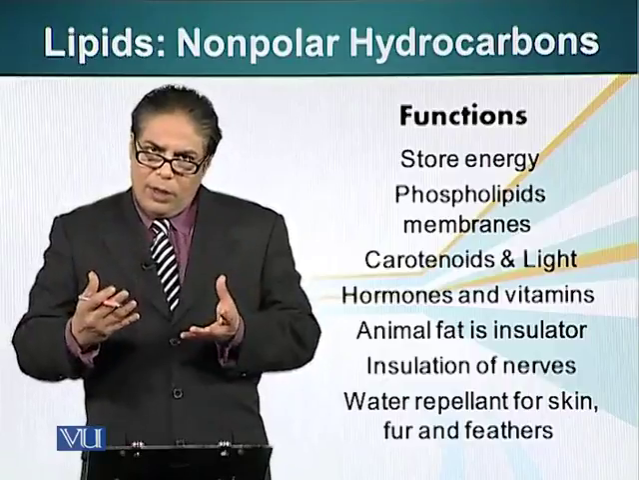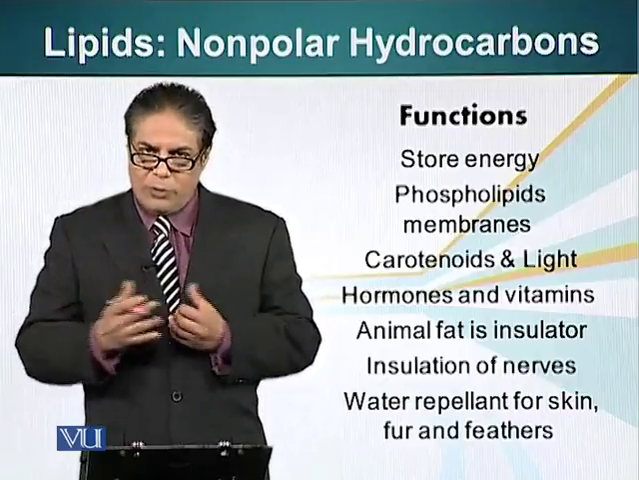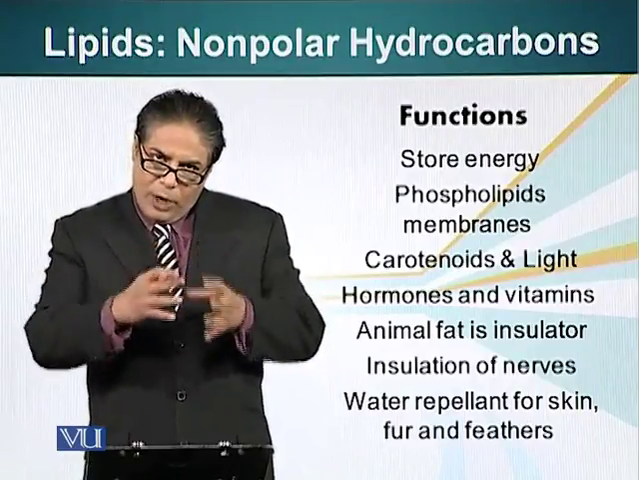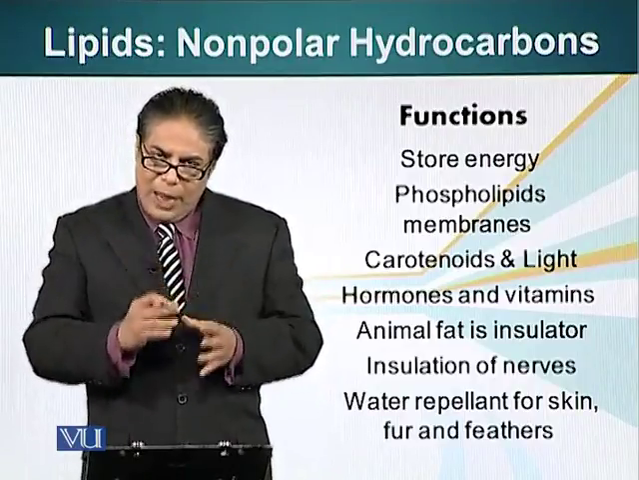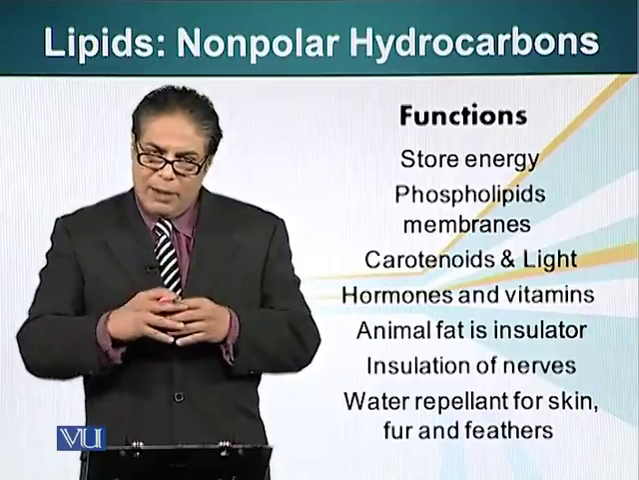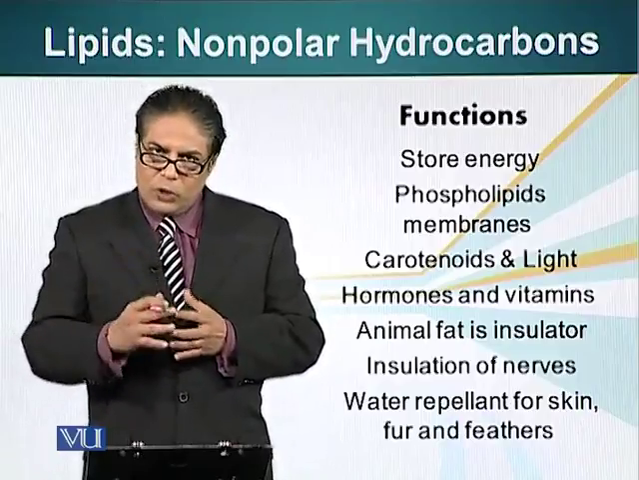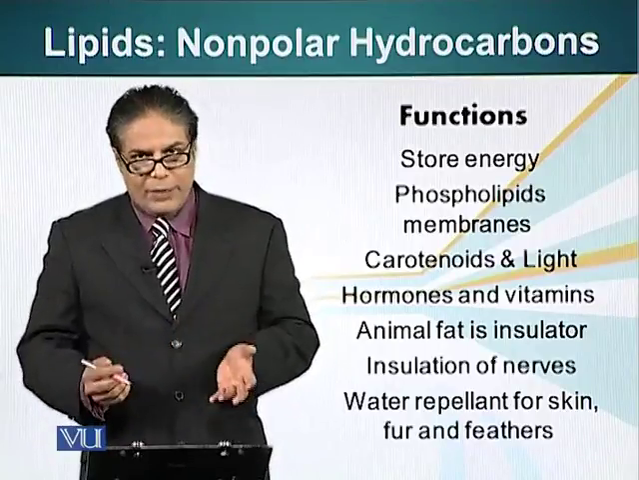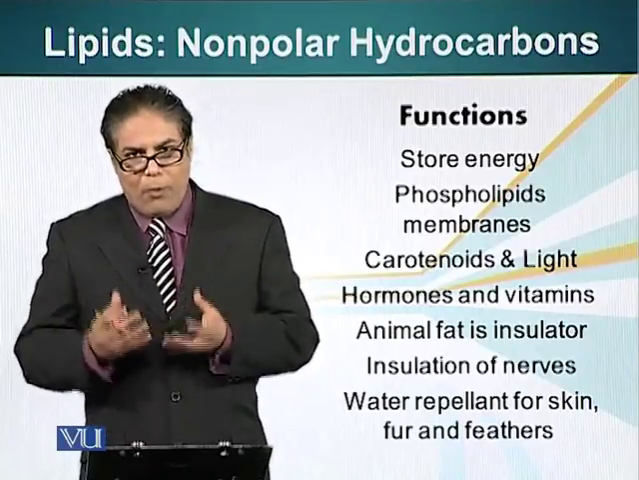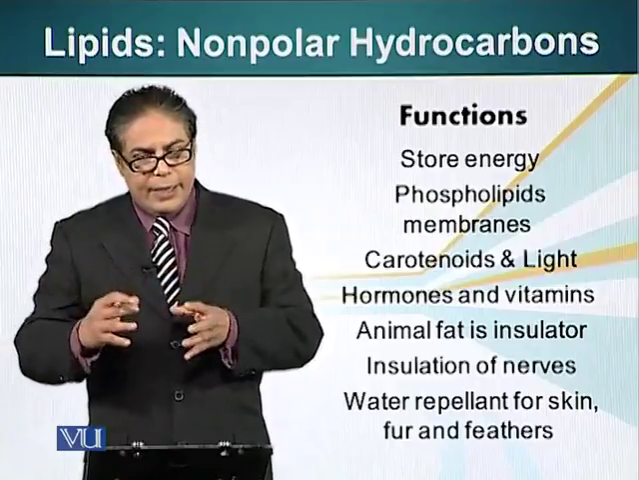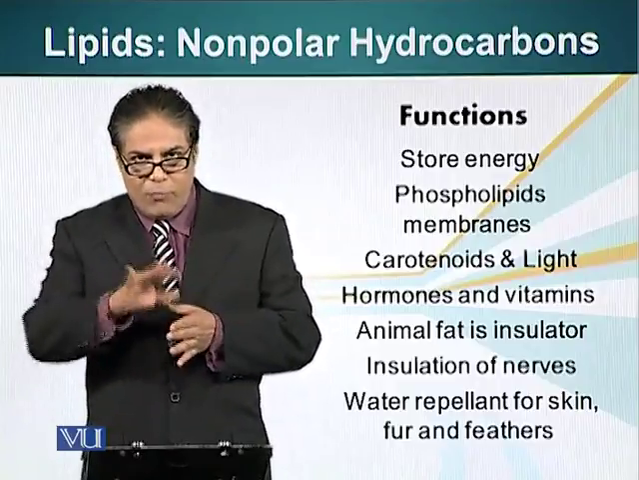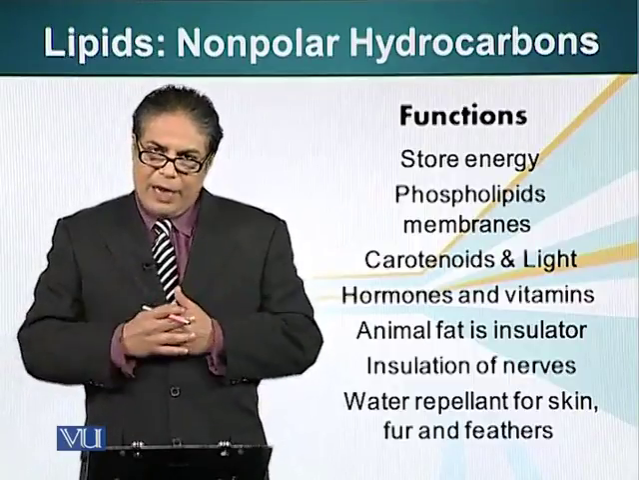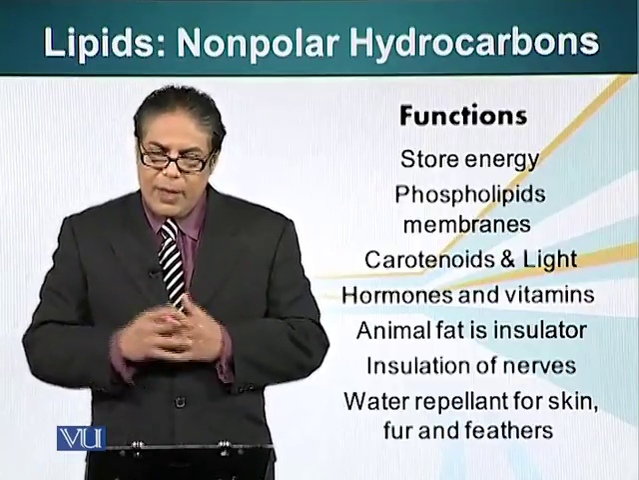We all know about photosynthesis. The molecule that captures light in the plant tissue is also a type of lipid. Hormones and vitamins, many lipids play an important role in signaling and giving cells information from the outside environment. Animal fat is also an insulator.